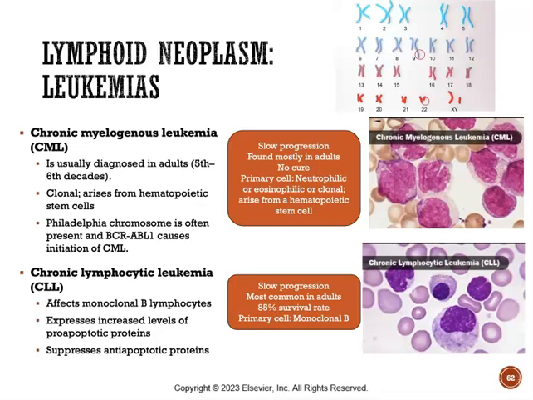The other type is known as chronic lymphocytic leukemia, or CLL, and that's the most common leukemia in adults, affecting monoclonal B lymphocytes, and it progresses slowly with an 85% survival rate. Its cells are going to be expressed as high levels of pro-apoptotic proteins that prevent normal cell death, and so it allows the cancer cells to start to accumulate.